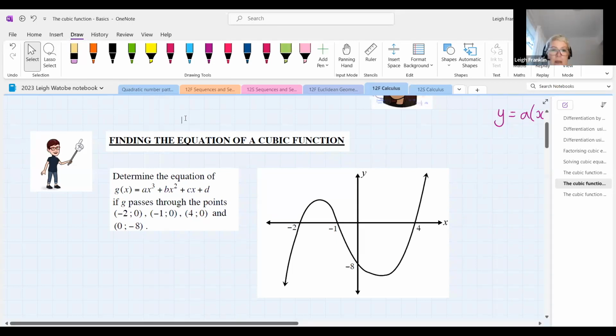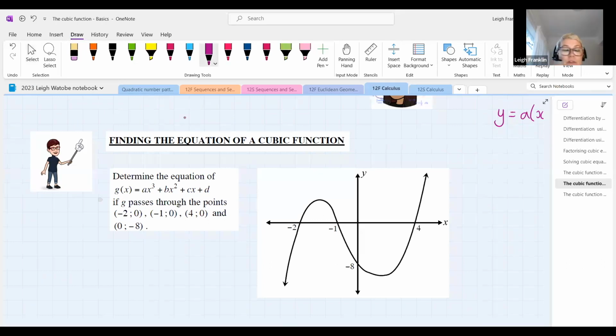Okay. All right. So let's have a look at this example. It tells us g of x is ax cubed plus bx squared plus cx plus d. Determine its equation if it passes through the following points. If you have a look at the first 3 points, those are the x-intercepts, -2, -1, and 4. They've given us another point that lies on the function. They've told us 0 and -8.